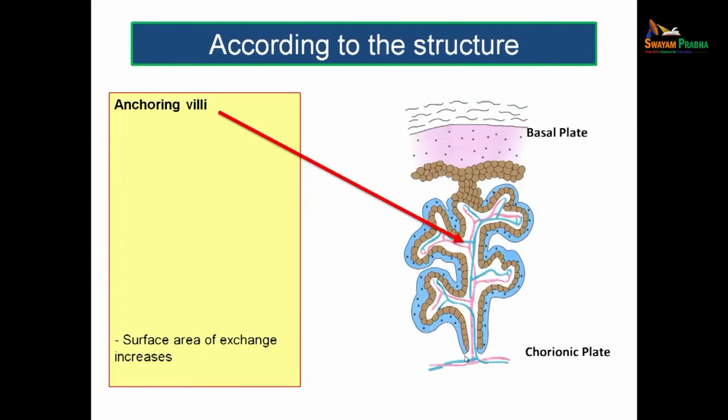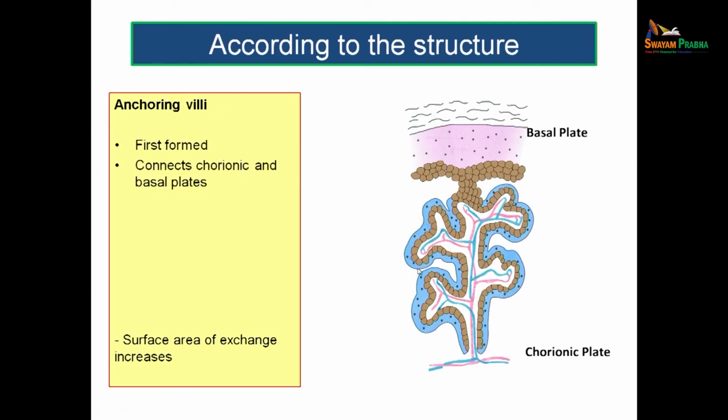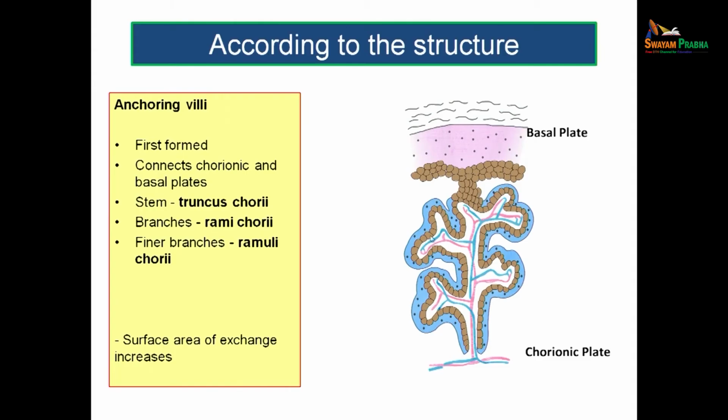Now let's see how the villi are named according to their structure. The first one is the anchoring villus. You can see that this villus is anchoring between the basal plate and the chorionic plate. This is actually the first formed villus, and it connects the chorionic plate with the basal plate. From this you have many stems. If you consider this as a tree, the main trunk is the anchoring villus, and from this you have many branches arising.